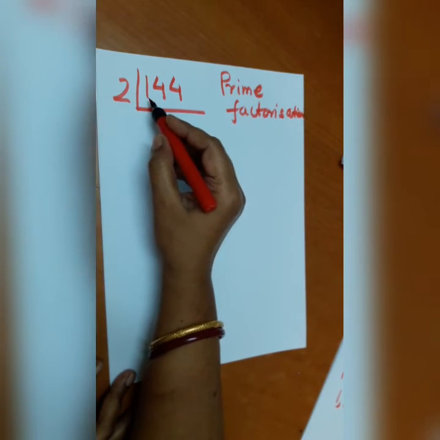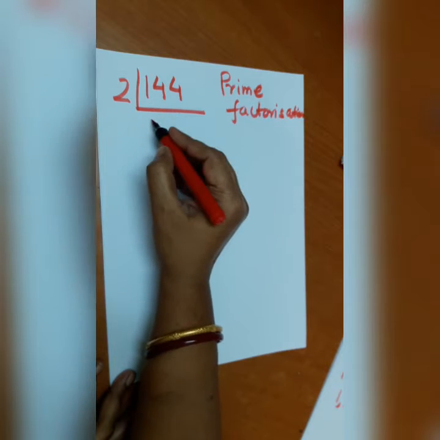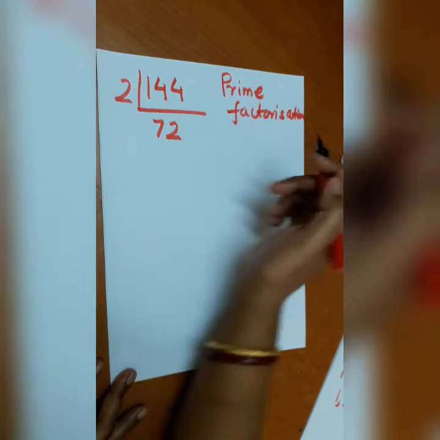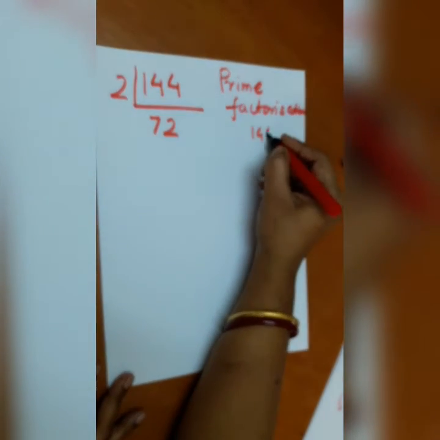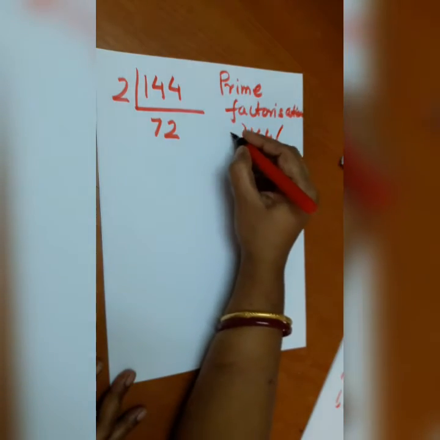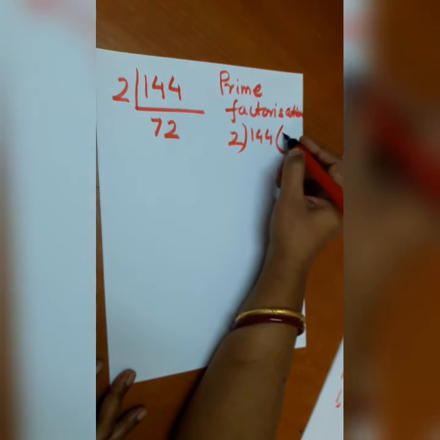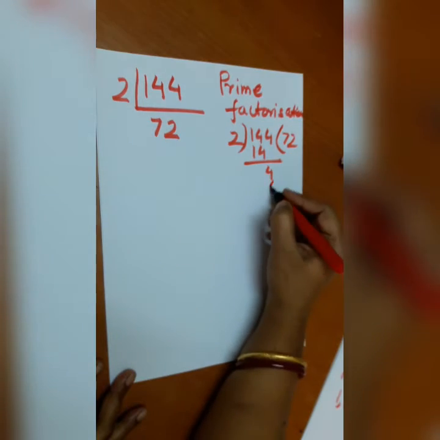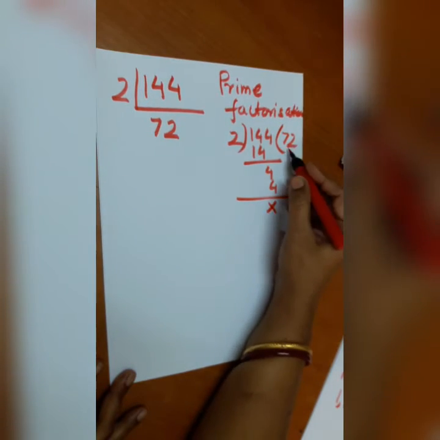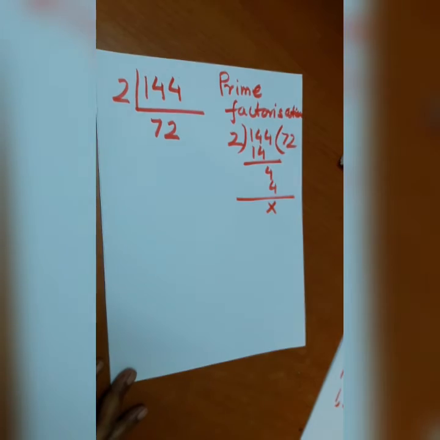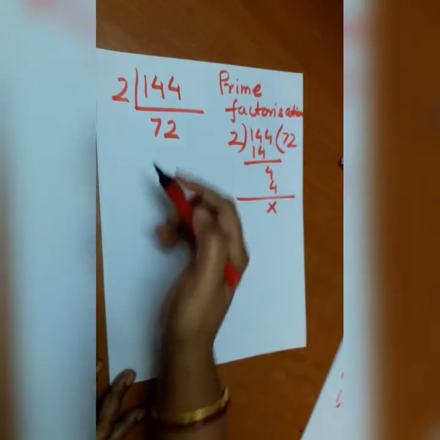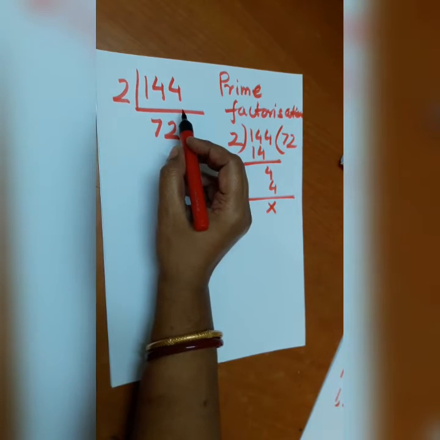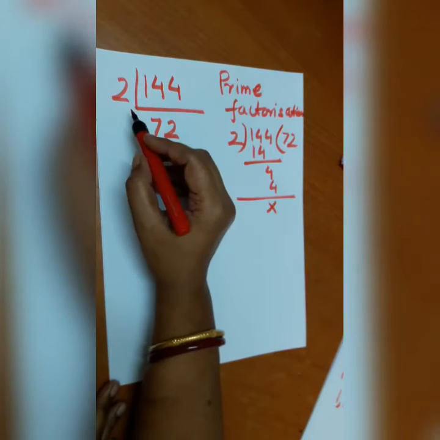So 2, 1 doesn't go, 1, 4, 14, 2 sevens are 14 and 2 twos are 4. How is this coming? I have actually divided 144 by 2. So 2 sevens are 14 and 4 came down, 2 twos are 4. So this is the result, and this I have written here. This is how we do prime factorization. Why did I start with 2? Because I know this is an even number and this will be divisible by 2 already.